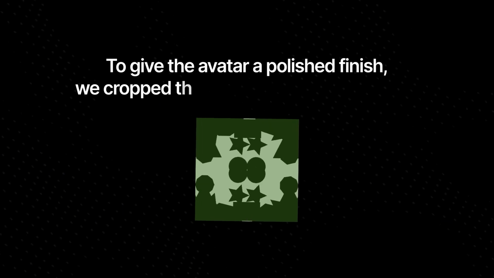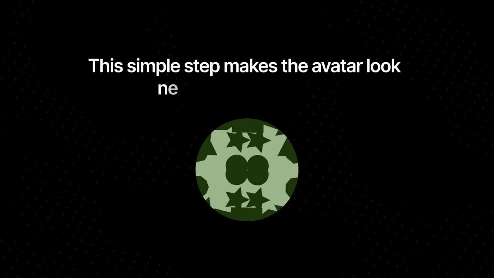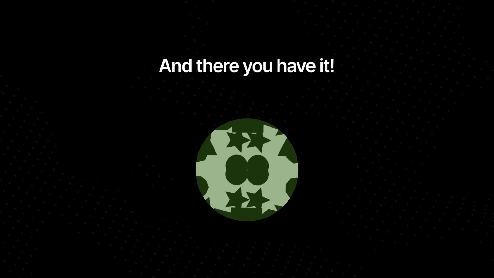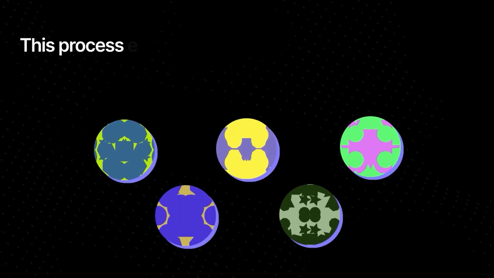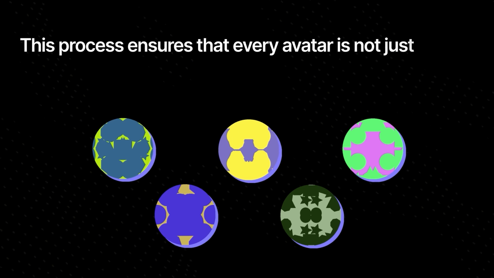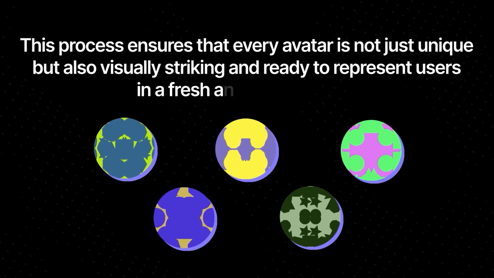To give the avatar a polished finish, we crop the image into a perfect circle. This simple step makes the avatar look neat and professional, and there you have it. We save this unique round image as the user's personalized avatar. This process ensures that every avatar is not just unique, but also visually striking and ready to represent the user in a fresh and personal way.